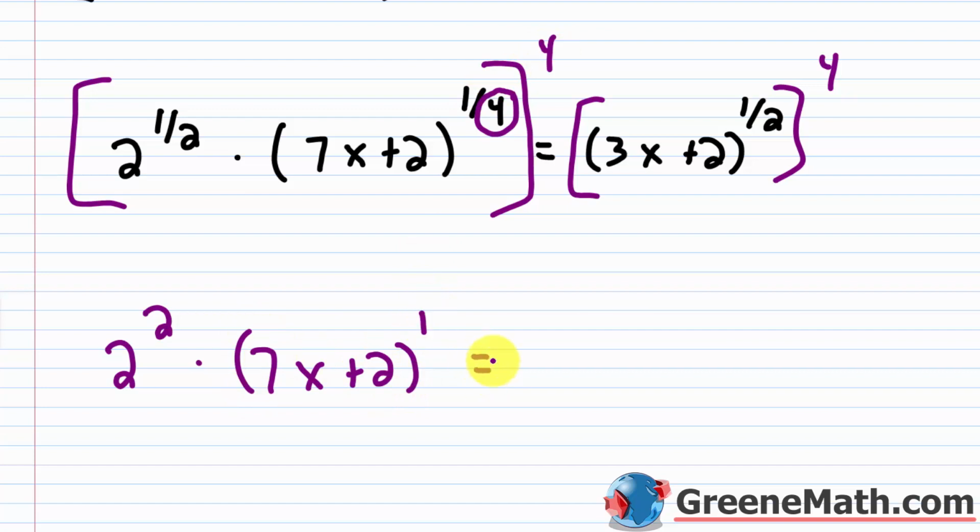Okay, and this equals, over here I've got the quantity 3x plus 2 raised to the 1/2 power and then raised to the 4th power. Again, 3x plus 2, that quantity stays the same. Then I multiply 1/2 times 4, which is 2. Okay, let's scroll down and get some more room.